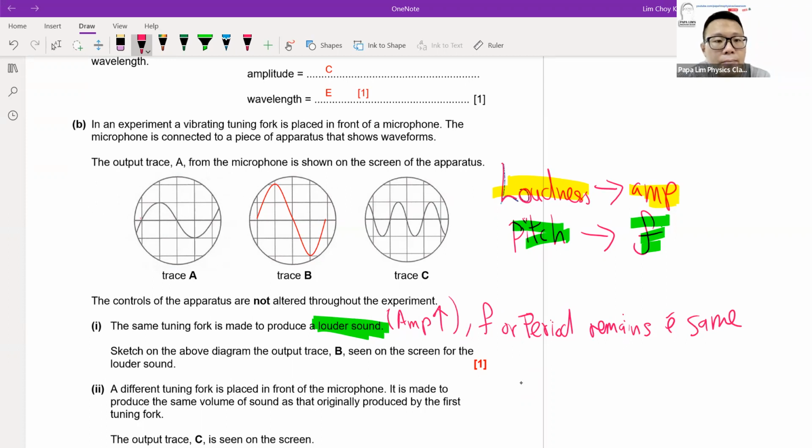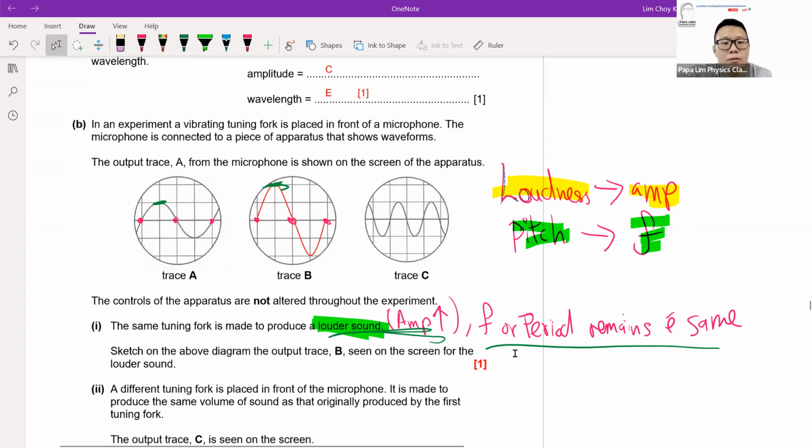Meaning trace A cuts the oscilloscope at this point. So if you draw trace B having the same frequency, the cutting will be the same. You will cut the wave at the same point. The period remains the same, or the frequency remains the same. The only thing that changes is the amplitude. That is why trace B will look like this, because the question says louder sound, which is higher amplitude, but no mention of frequency. So I can safely assume the frequency remains the same. So that is your trace B.